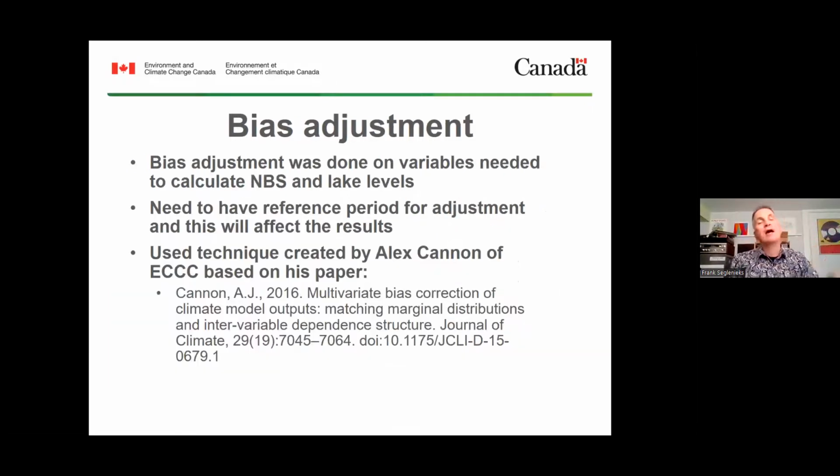Everybody knows that. I just want to acknowledge that, just like Narayan, we do have a bias adjustment. Not going to talk about it. It's based on the same Alex Cannon paper. He is not here, but he's been at this conference. I've seen his name around, but maybe he'll see this in the recording and know that I gave him a shout out.